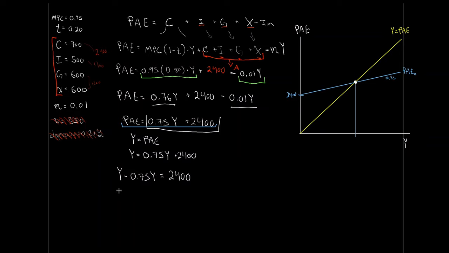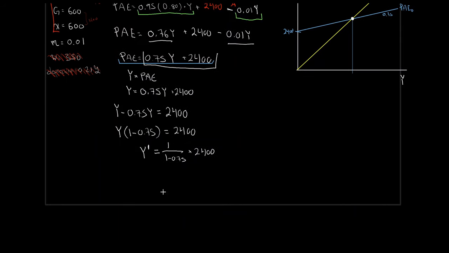Y is common to both, so we can factor that out. We get Y times 1 minus 0.75 equals 2,400. Finally, getting that Y by itself, which is now our equilibrium level of national income, we'll call it Y prime, and that will be 1 over 1 minus 0.75 all times 2,400. And remember, the reason I want this separated out is because this term on its own works out to be my multiplier, telling me how many times a single dollar multiplies around my circular flow diagram before it approaches zero. So working this out, Y prime equals 1 over 1 minus 0.75. So I get a multiplier of 4 times my autonomous expenditure of 2,400.